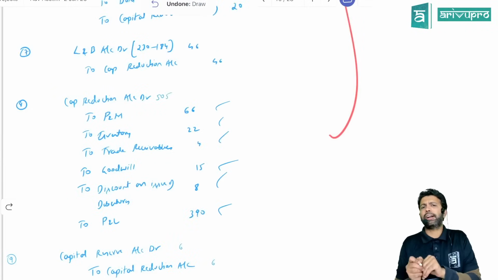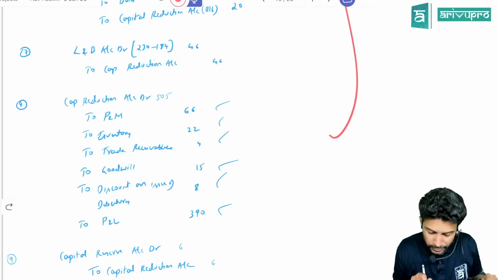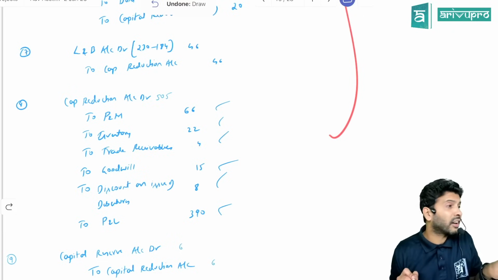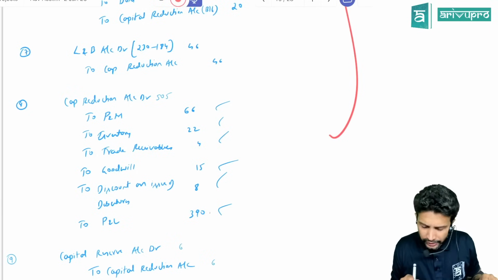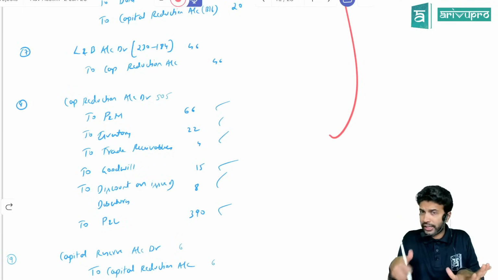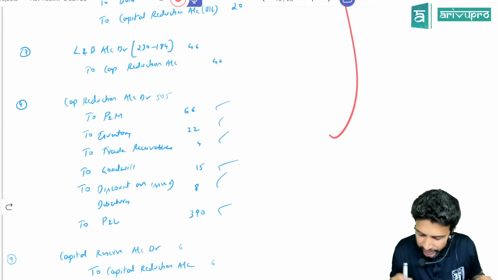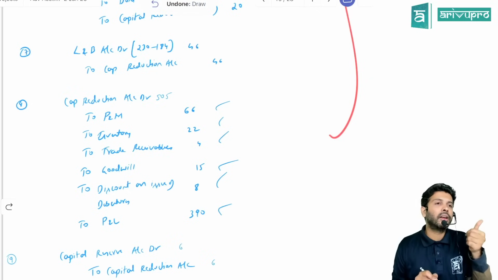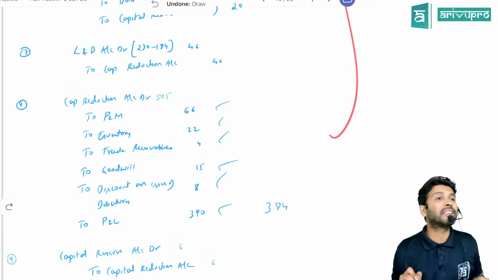But over here, your capital reduction account does not have enough balance. See, P&L you'll write off only if the capital reduction account has enough balance. If you don't have enough balance, write off only to the extent of balance available. But here, the irony is you have an exact shortage of 6. You need 390 to write off P&L, but if you do the math, the capital reduction balance will be 384.